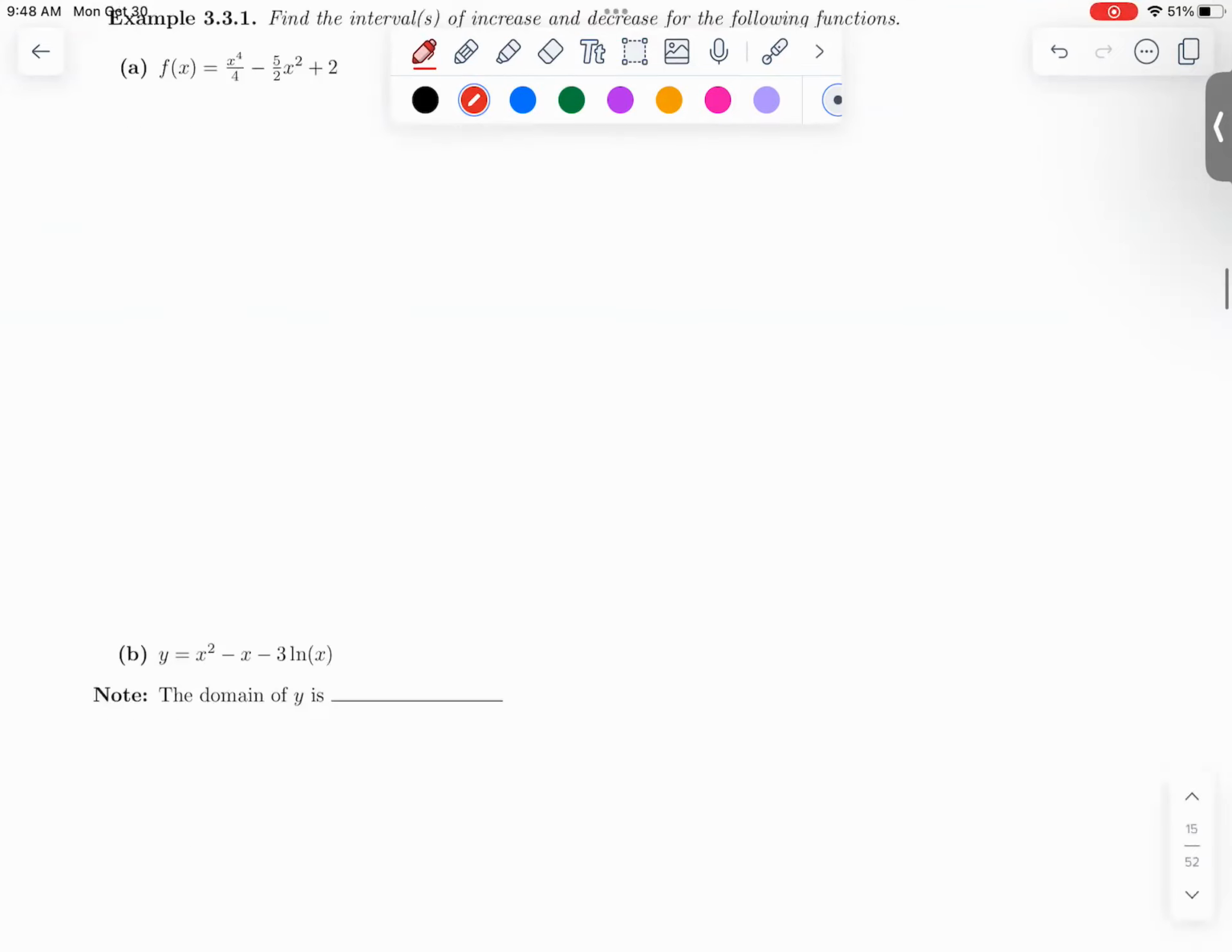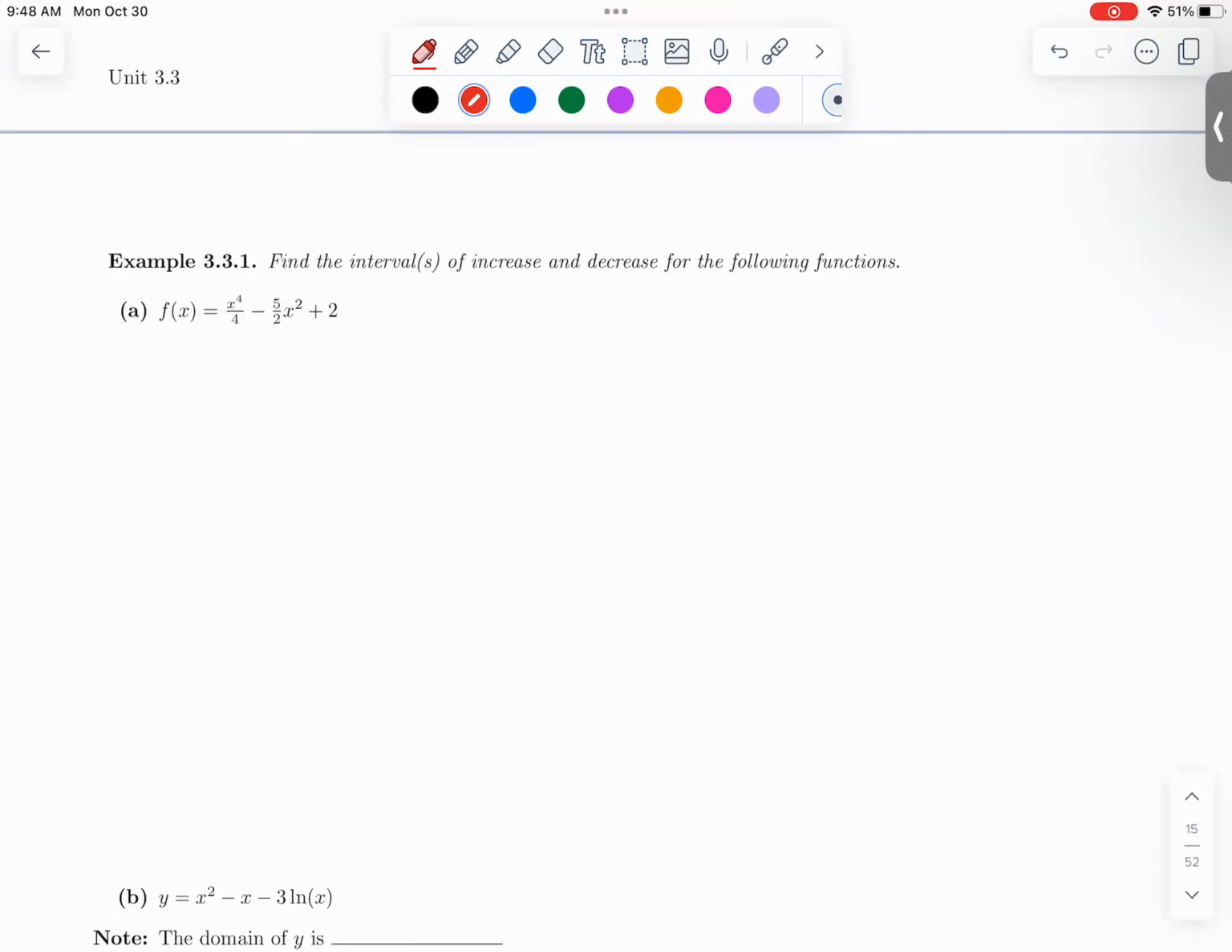Okay, so I'm going to write down the step-by-step procedure. In order to find out where the derivative is equal to 0, where it's positive and where it's negative, how would I do that? So step 1, first off, I need to find the derivative. So step 1 is to find the derivative.